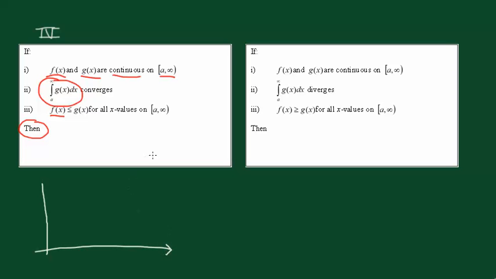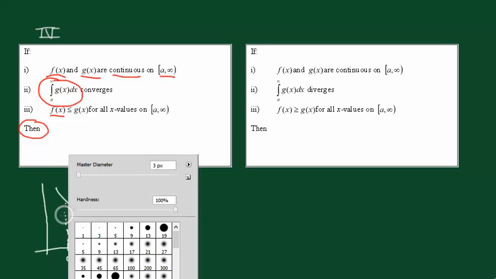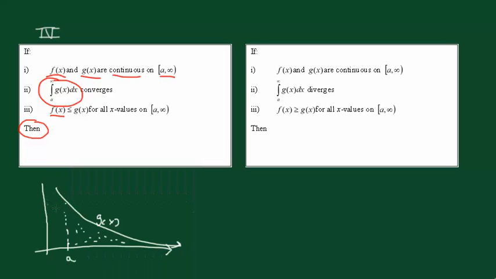It's also important to note that we are talking about positive functions, so they're also always greater than zero. So here's a function, g of x. And here's our value, a. So we're saying that the integral from a to infinity of g of x converges, saying that this area here converges. So now, take another function, f of x, and have f of x always be less than g of x.